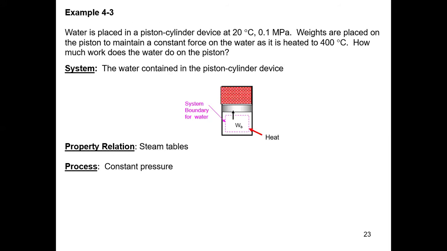the nitrogen. So water is placed in a piston cylinder device at 20 degrees Celsius and 0.1 megapascal. Weights are placed on the piston to maintain a constant force on the water as it is heated to 400 degrees centigrade. How much work does the water do on the piston? So we have to look at the property relation from steam tables. Process is a constant pressure process.